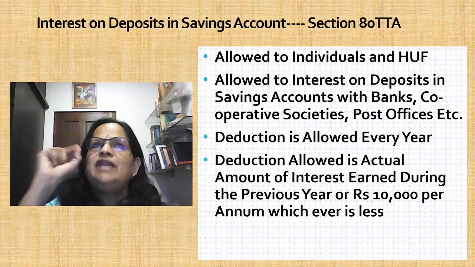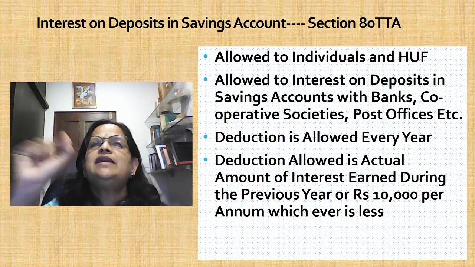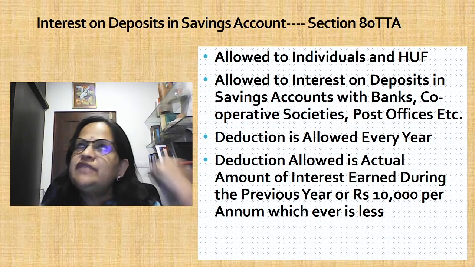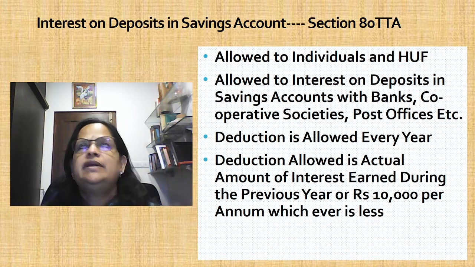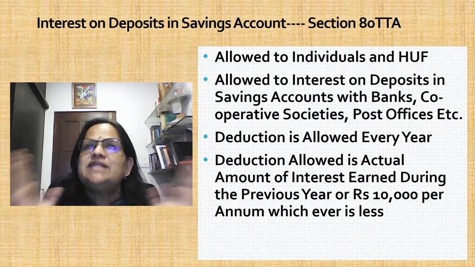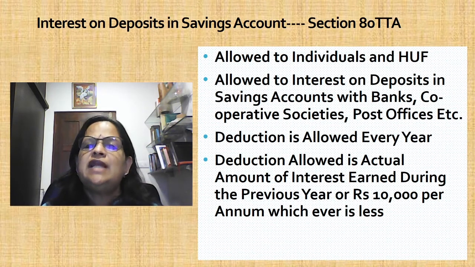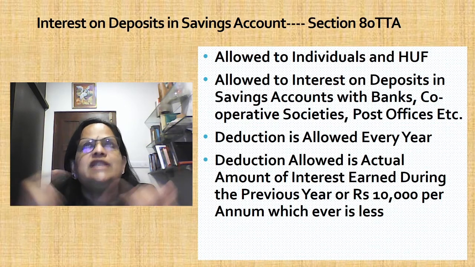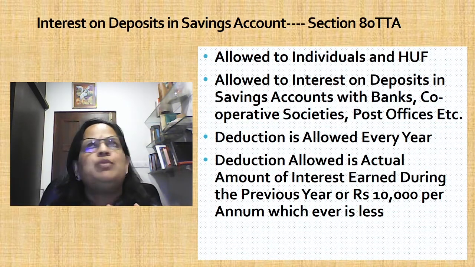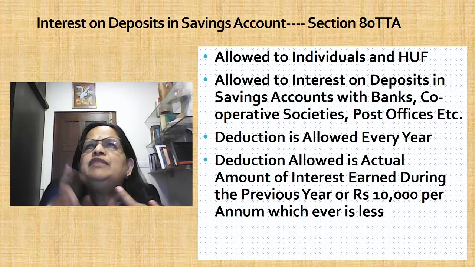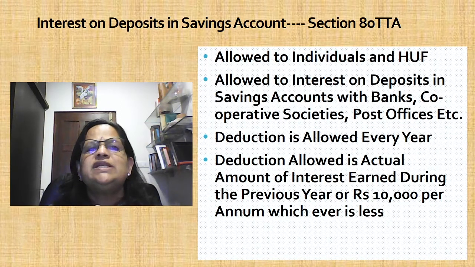So when they are reporting savings bank interest, they can claim a deduction under section 80TTA. In the case of senior citizens, it is 80TTB. The conditions are similar, only the category is different. So here you have to remember, 80TTA is allowed to individuals and HUF. It is allowed on interest on deposits in a savings bank account, cooperative society and post office. For the post office, we have seen that if it's a single account holder, up to 3,500 is exempted. If it's a joint account holder, up to 7,000 is exempted.